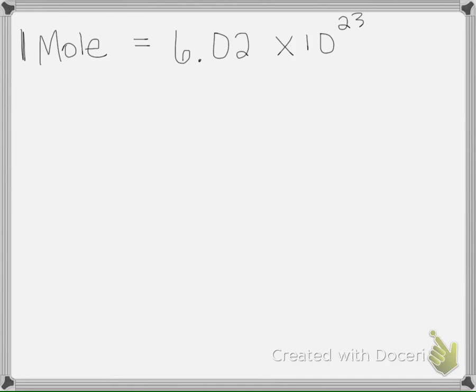Okay, so that's a mole of anything. 6.02 times 10 to the 23rd. That's a big number, isn't it? What does that times 10 to the 23rd mean we do with a decimal? Move it 23 places to the right, doesn't it? Okay, so that's a really big number.